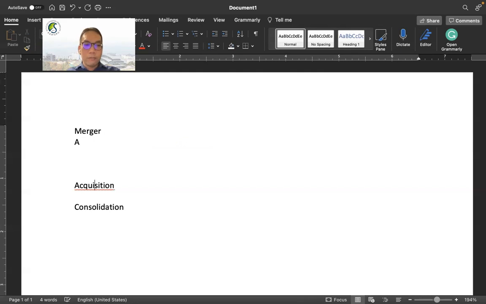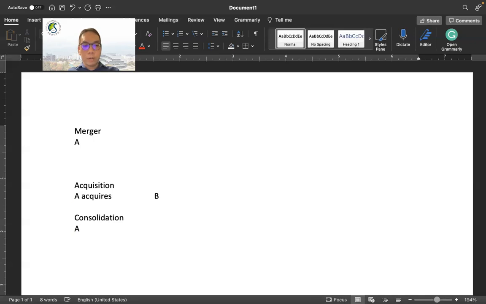What about acquisition? If you acquire another firm, let's say you have A and B, and A acquires B. What's the meaning here? It means that A and B both will still exist, but now B is a subsidiary of A. Both remain, but now A is the owner or the parent of B, but both still remain. This is an acquisition.